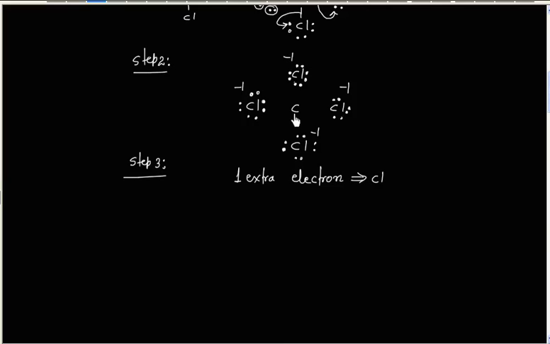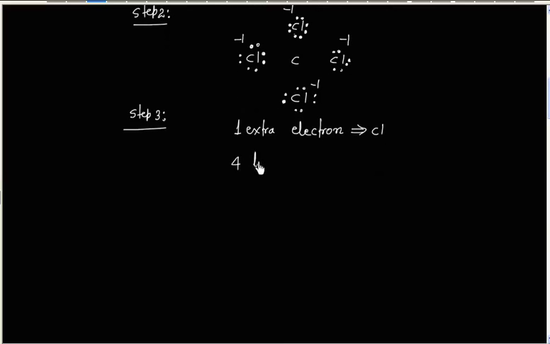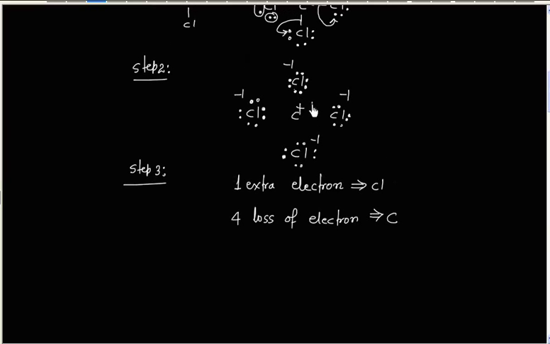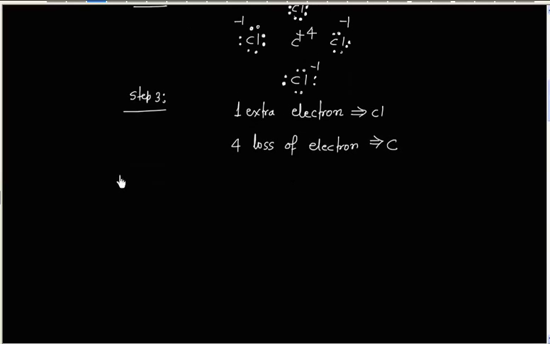Now for carbon, there are no electrons. A neutral carbon should have 4 electrons. So for carbon we have a loss of 4 electrons. This means carbon will have a plus 4 formal charge. So this means formal charge is equal to oxidation number. So the oxidation number for carbon is plus 4 and the oxidation number for chlorine is minus 1.